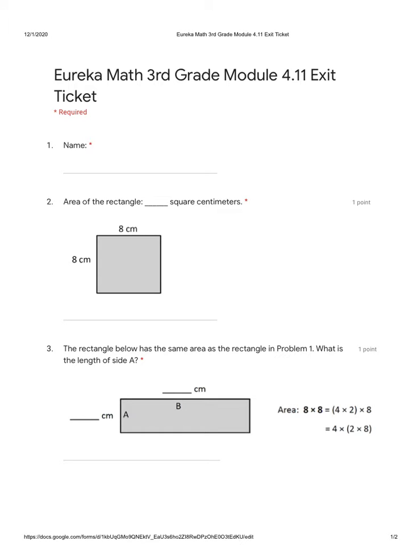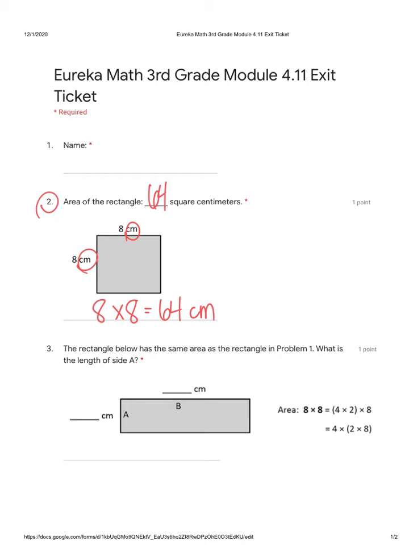This is Eureka Math, Grade 3, Module 4, Lesson 11, Exit Ticket. Our first question says the area of the rectangle is blank square centimeters. We know to find the area, we have to multiply. So 8 times 8 equals 64 square centimeters. You see this? Whoop. Centimeters. Okay, so the answer is 64 square centimeters.